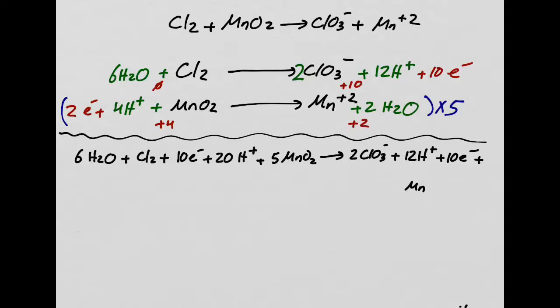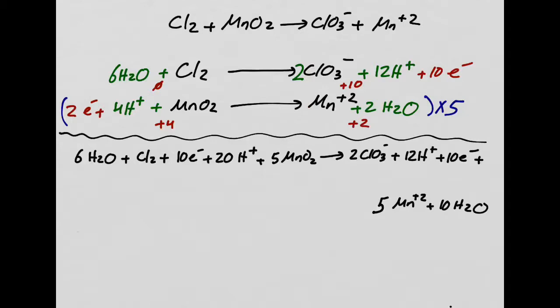Let me see. Plus Mn plus 2. And then I have 5 Mn plus 2. Don't forget. Plus 10 H2O. Okay, I almost forgot to multiply it out. No, I did that on purpose, so you know what not to do.